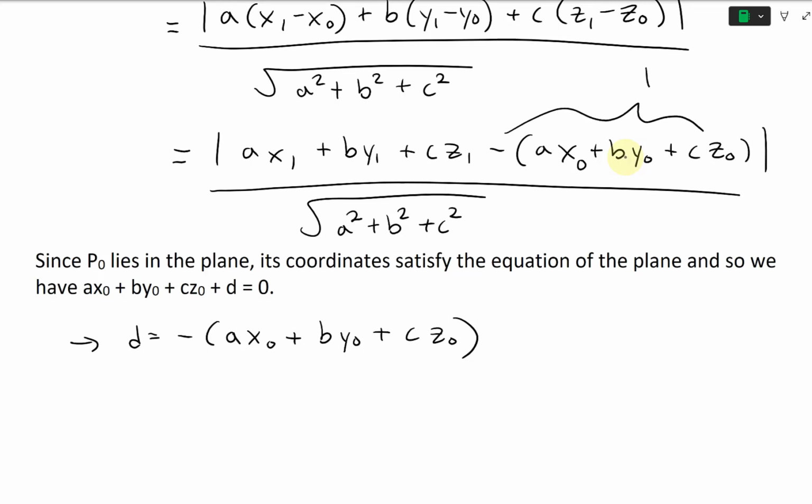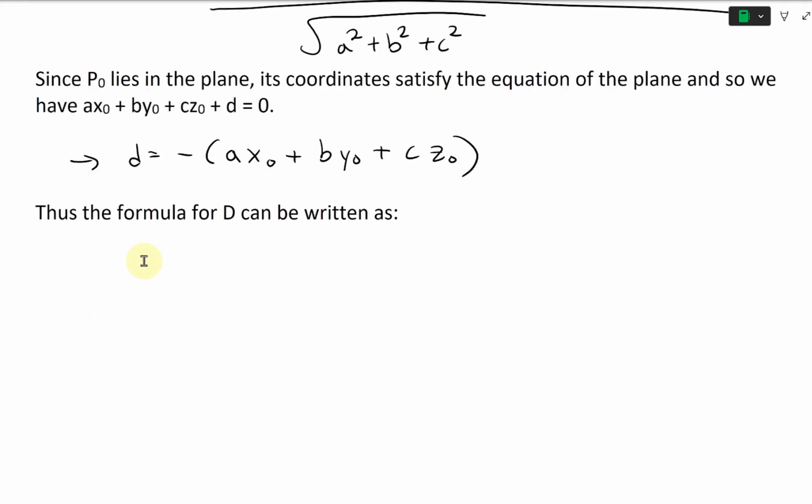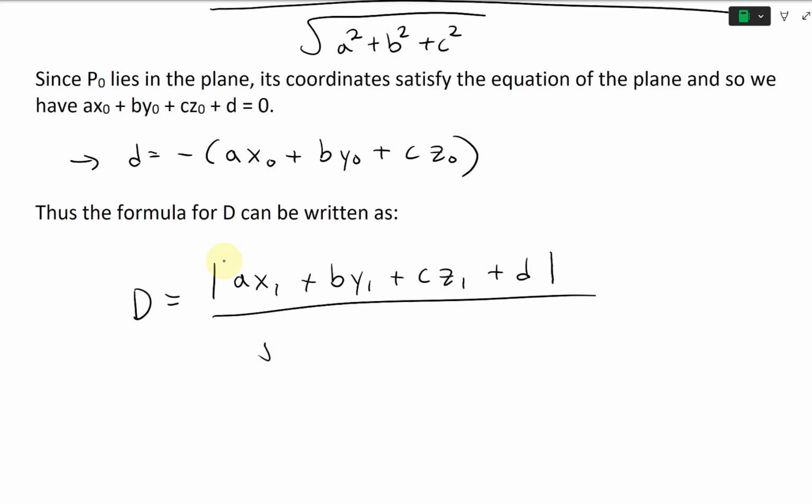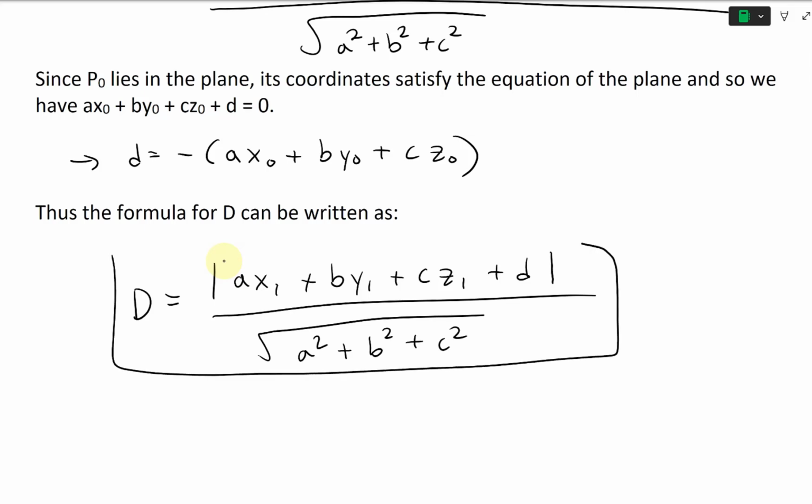Yeah, so this is d, right there. Yeah, so that's what we have. Alright, so thus the formula for d can be written as d equals the absolute value of ax1 plus by1 plus cz1 plus d, an absolute value, divided by the length of the normal vector n, which is the square root of a squared plus b squared plus c squared. So let's box this whole thing in.